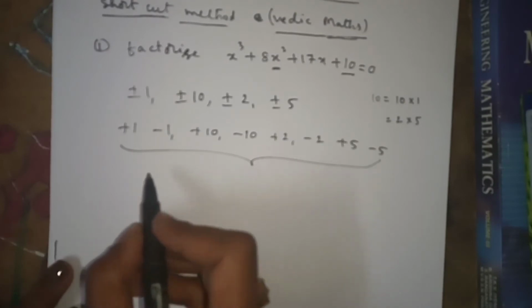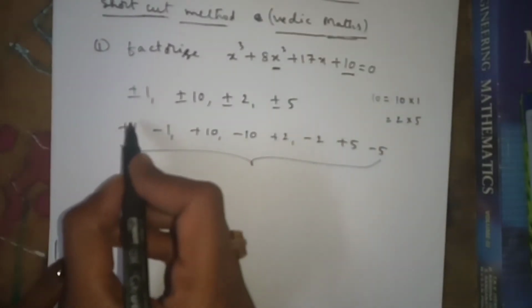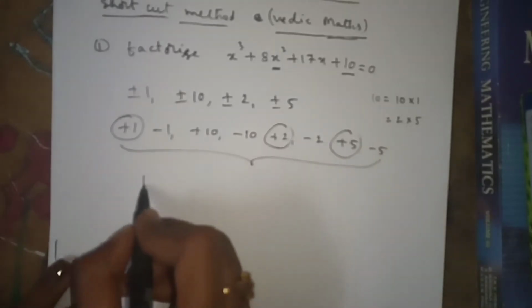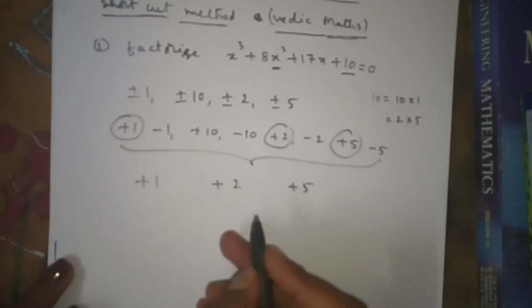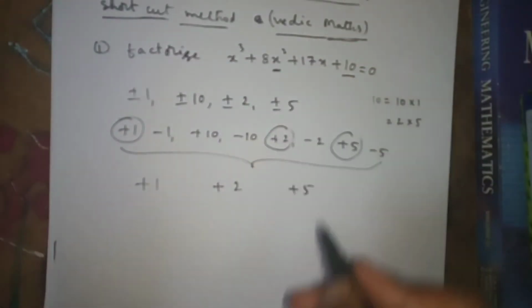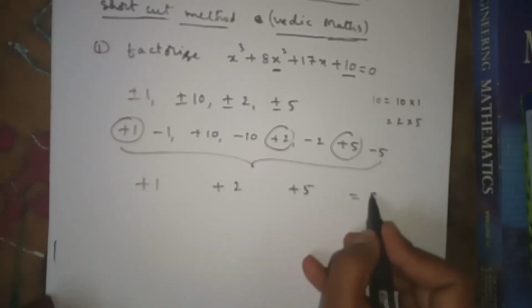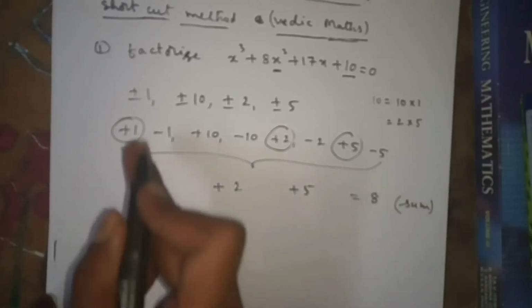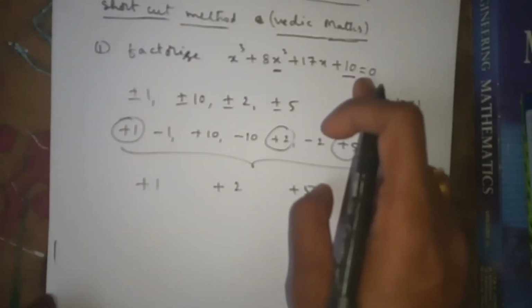In such a way we have to identify. Now what are the three numbers here? By adding any of the three numbers, we get 8: plus 1, plus 2 and plus 5. Plus 1 plus 2 is 3, 3 plus 5 is 8. The coefficient of x square is also 8. Now the product of these three numbers will give 10, the constant term.